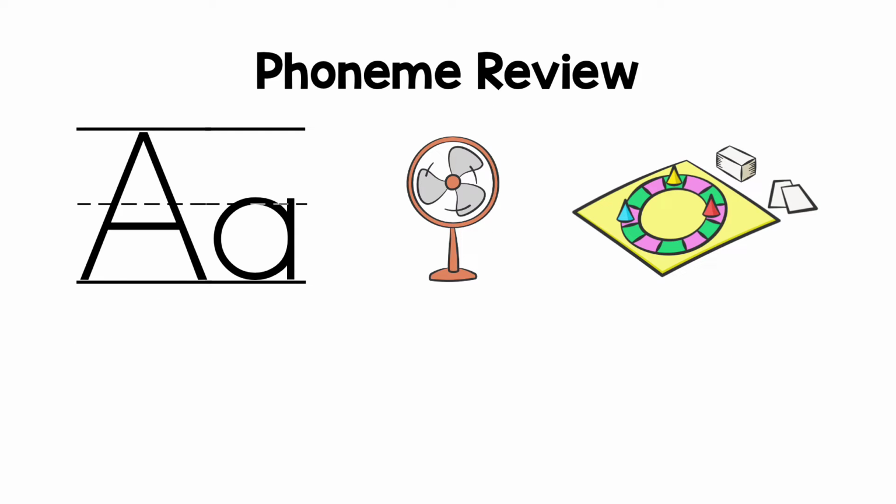Let's review the phoneme /a/ and /ā/. Listen for the short a or long a sound in the following words. Let's take fan on a roller coaster. F-an, /a/. In fan, I hear the /a/ sound like an apple. Let's take game on a roller coaster. G-aim. That middle sound I hear is /ā/, the long A sound like in sail.